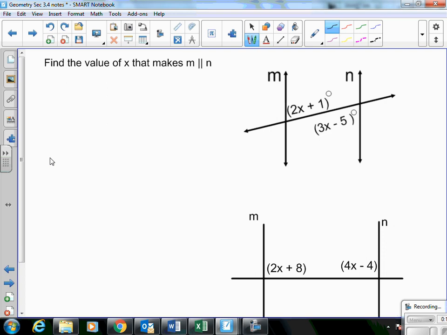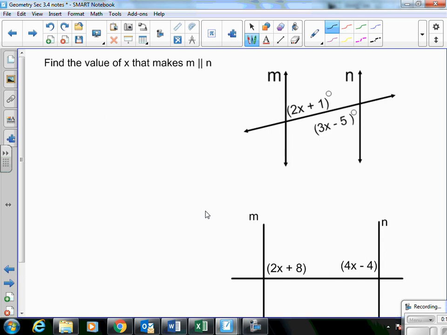Find the value of x that makes m parallel to n. All right, so m and n, in order for those to be parallel, then these two angles, which are in the placement of alternate interior angles, would have to be congruent for the lines to be parallel by the alternate interior angles converse. It says that if alternate interior angles are congruent, then the lines are parallel. So to find the value of x that's going to make these parallel, we've got to find the value of x that makes these two values equal to each other.